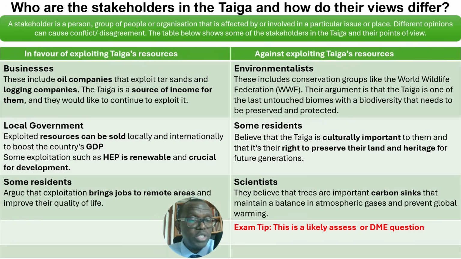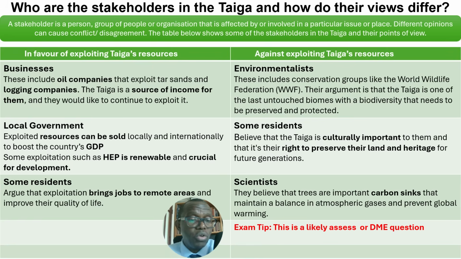The ones in favor of exploitation of the taiga are, first, businesses. These include oil companies that exploit the tar sands that we had talked about earlier, and logging companies. So the taiga is a source of income for them, and they would therefore like to continue to exploit it so that they can continue to make that money. Now, please do remember that these are large TNCs, and therefore they destroy very large tracts of the taiga biome.